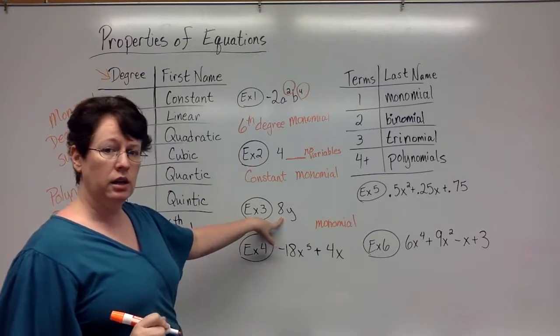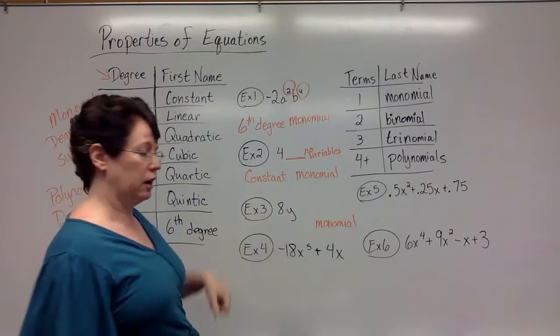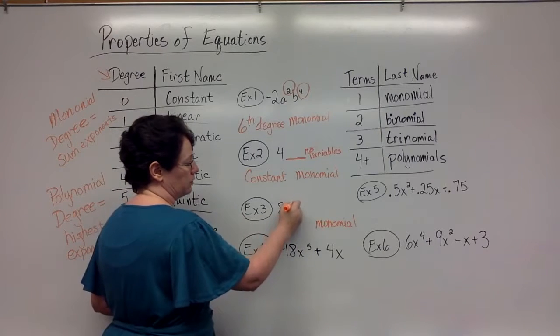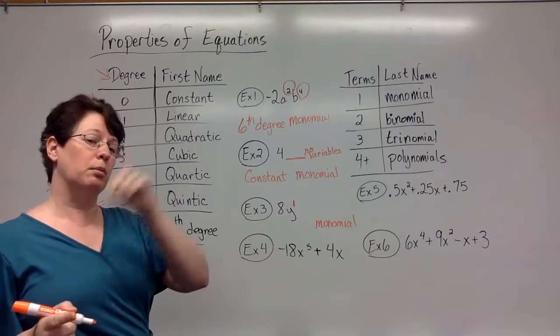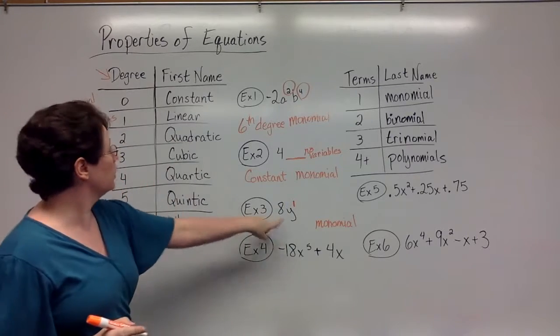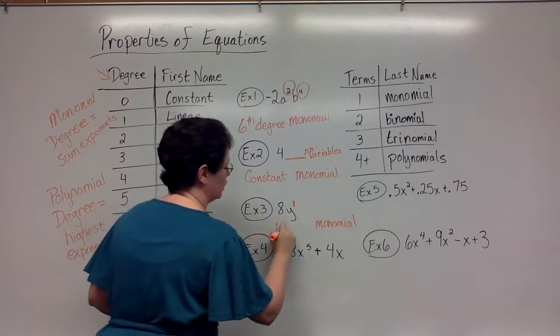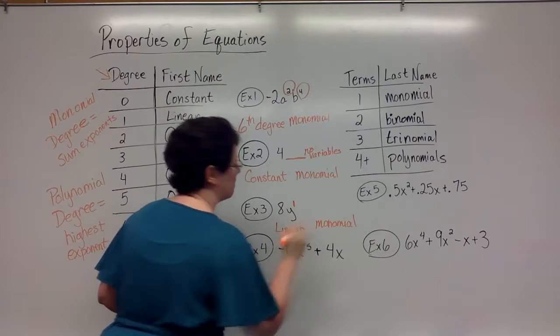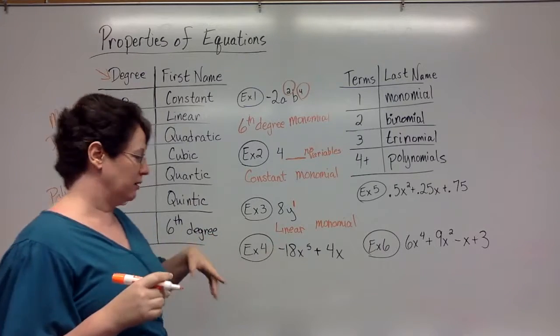What's the degree? Well, you're probably thinking 0, right? Oh, we have a variable there. What if it's not written? If the degree is not written, it's always a 1. Remember that from Algebra 1. If it's not written, it's a 1, which means 1 is a linear. So I have a linear monomial. Okay? Now we're going to get into some more exciting ones.